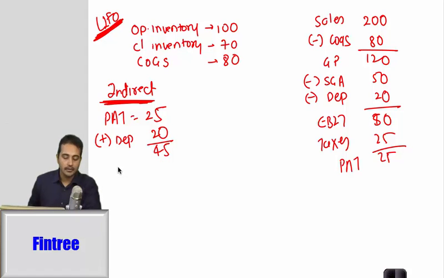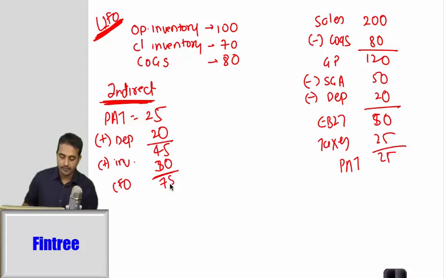Then the working capital adjustment. Opening inventory was 100, closing inventory is 70. Current assets have decreased, so add or less? Add the decrease in inventory, which is 30. So we will have cash flow from operations of 75. Is it fine?